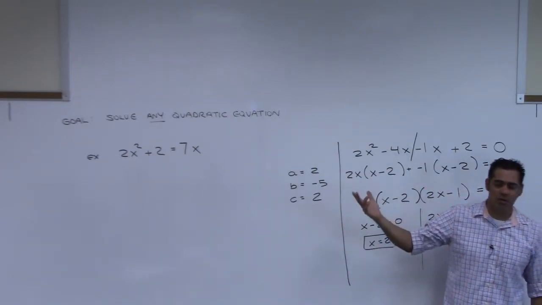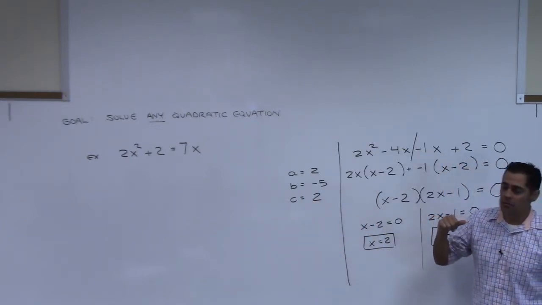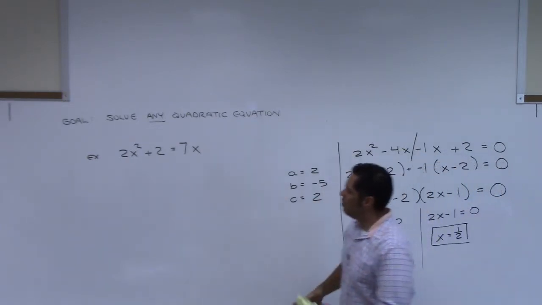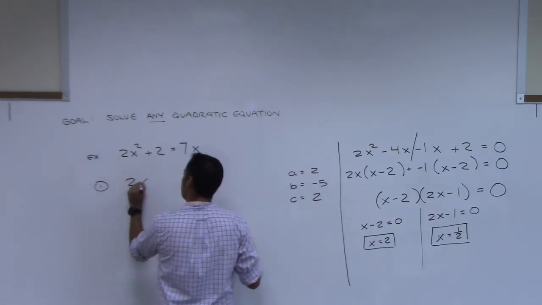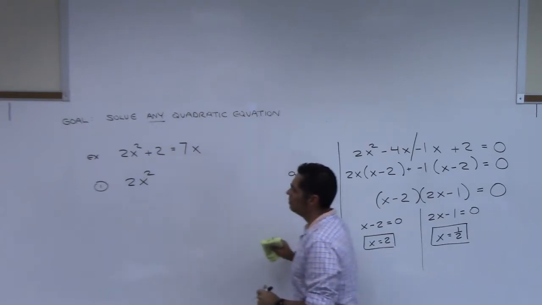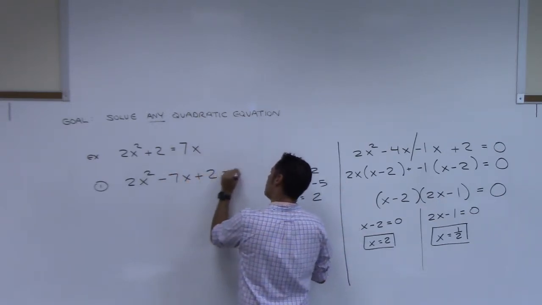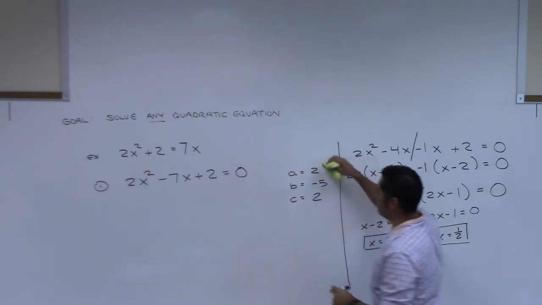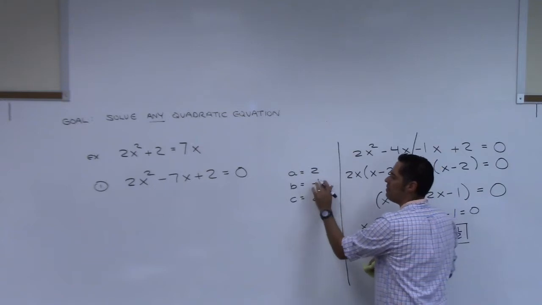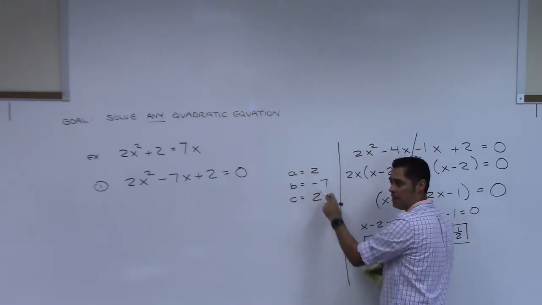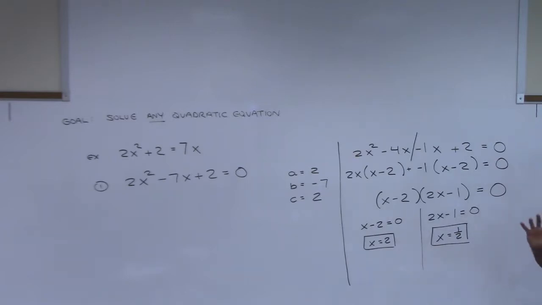First thing, is it a quadratic equation? Yes. Is b 0? No, b is not 0. So let's move everything to one side. What's it going to be? 2x squared minus 7x plus 2 equals 0. Now if we list out what a, b, and c are, the only thing that changes here is that this is minus 7 instead of minus 5, right? That minus 7 is going to have a huge impact on things, though.